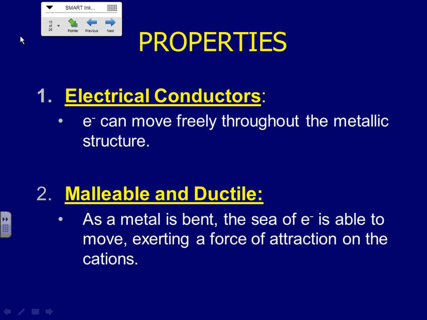So they're good electrical conductors. The electrons can move freely through the metallic structure. They can move from one ion to the next. Malleable and ductile. As the metal is bent, the sea of electrons is able to move, exerting force of attraction on the cations. So even though you try to bend it or squeeze it into the shape of a wire, that's ductility, or you try to hammer it thin, that sea of electrons holds it together.